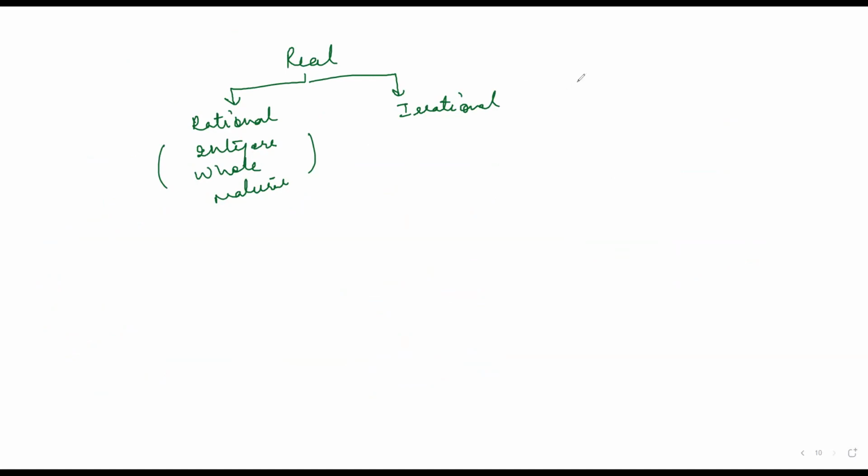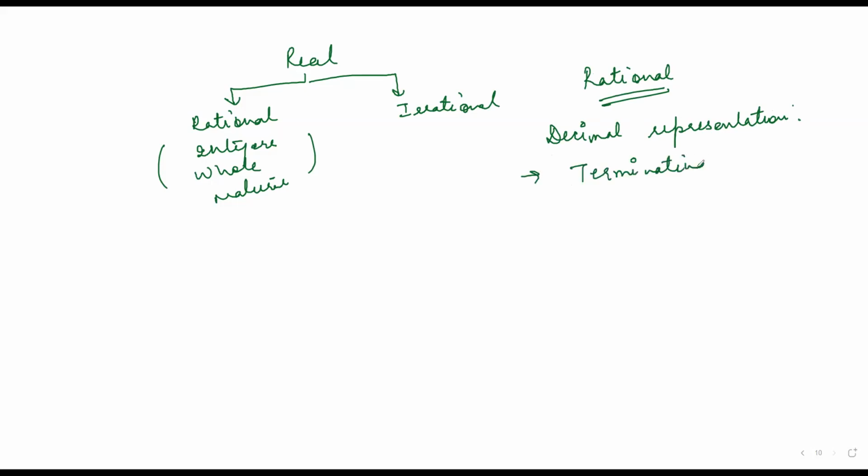So we have seen that if we divide rational numbers, the decimal representation is of two types. Either it is terminating, or it is recurring. Recurring means reoccurring. I mean, some number is occurring again and again. So let me give you one example.